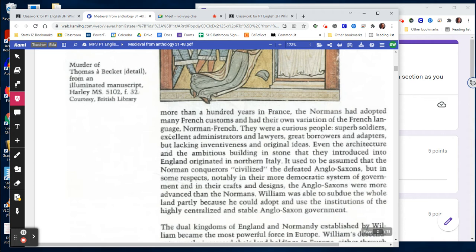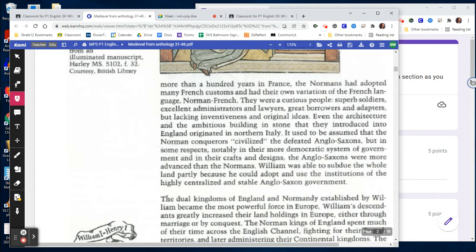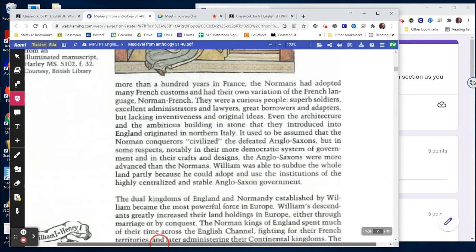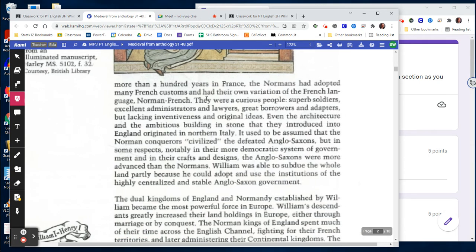After more than 100 years in France, the Normans had adopted many French customs and had their own variation of the French language, Norman French. They were a curious people, superb soldiers, excellent administrators and lawyers, great borrowers and adapters, but lacking inventiveness and original ideas. Even the architecture and the ambitious building in stone that they introduced into England originated in northern Italy.